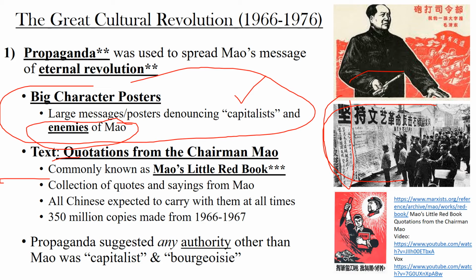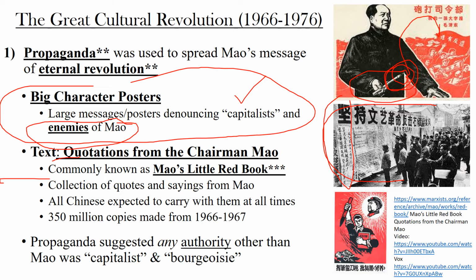Here's Mao, kind of cajoling the people to write their ideas down. But again, they're only going to be writing ideas critical of those in power, the intellectuals, the people who are trying to change and make China have enough food.